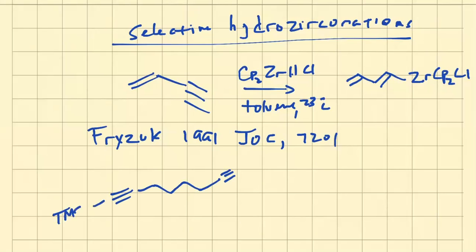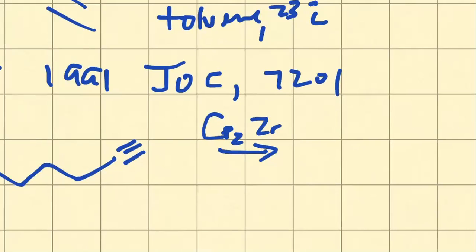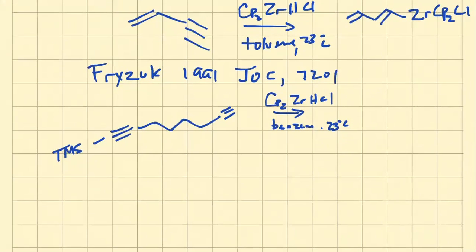If you put a TMS protecting group on one end, which is possible, the pKa of that alkyne proton is about 25. So if you treat it with a decent base, you can remove that proton and protect it with a silicon protecting group. Treat this with the Schwartz reagent, in benzene at room temperature, and your hydrozirconation only takes place on the unprotected end.